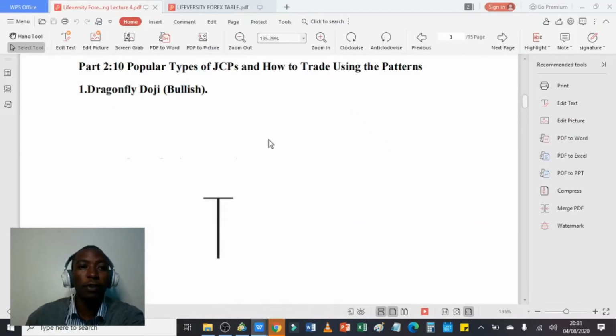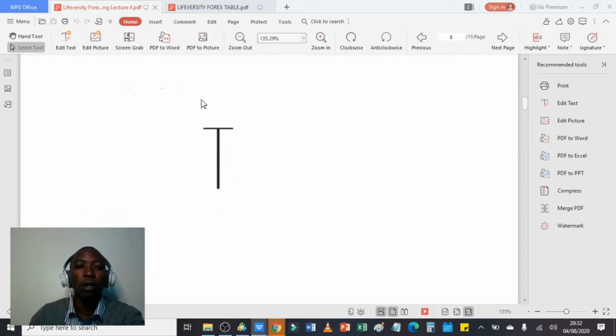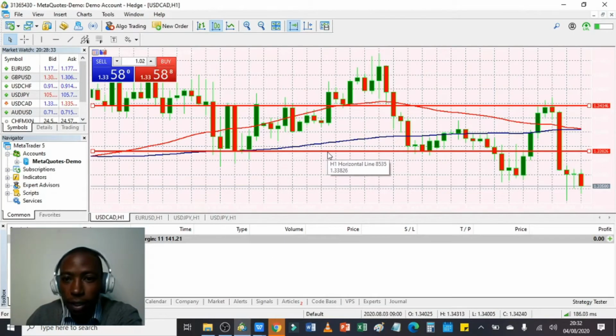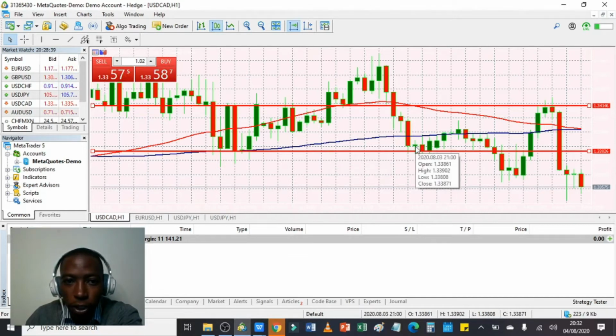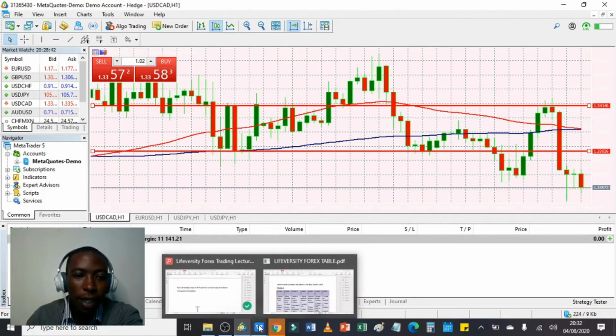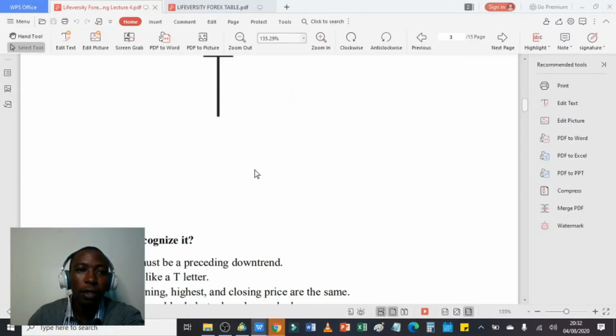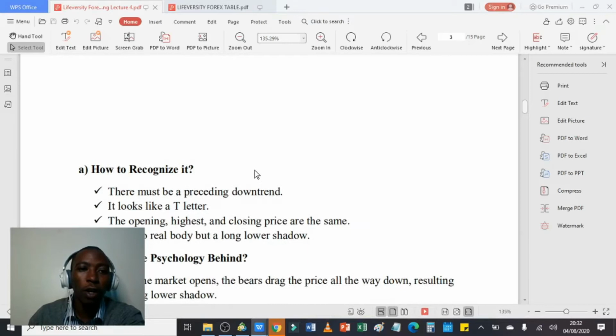They are different, and you are going to learn them in this section. So the different types of Japanese candlestick patterns: the first one we have is the dragonfly doji. It indicates buying pressure. It is a bullish candle. As you can see, it looks like a letter T. We can search for it over here. This is an example of a dragonfly doji.